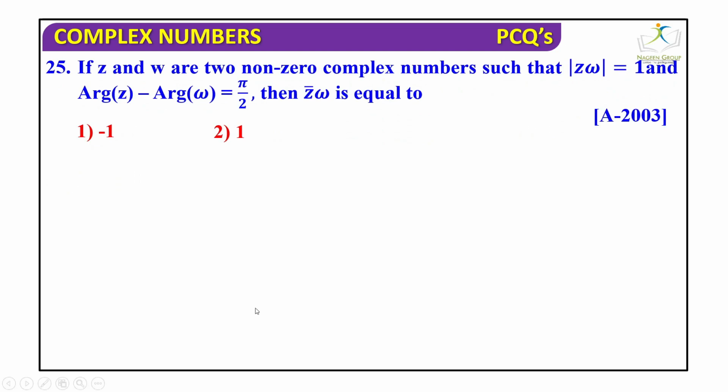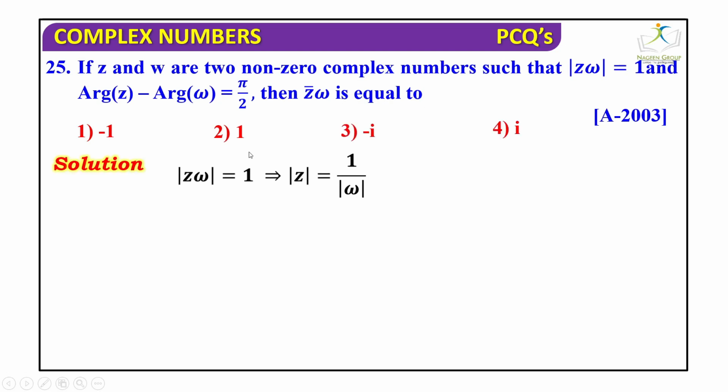Now next question, which is our last question, that is if z and w are two non-zero complex numbers such that modulus of z into omega equals 1 and argument of z minus argument of w equals pi by 2, then z conjugate into omega is equal to, ये आपको find करना है. From here we can separate the modulus of z into modulus of w equals 1. So modulus of z equals 1 by modulus of w. Now argument of z minus argument of w is given pi by 2, तो divide कर सकते हैं. Argument of z by w equals pi by 2.